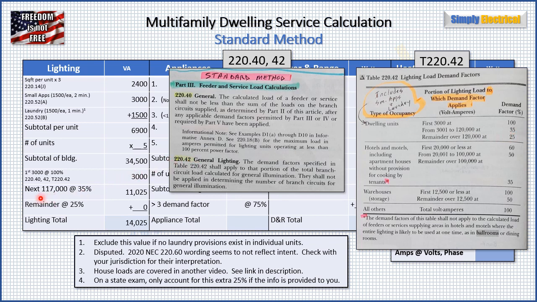Then it says from 3,001 to 120,000 volt amps, you take it at 35%. So that's what I have written here. So the next 117,000 is taken at 35%. 35% of that 31,500 is 11,025 volt amps.